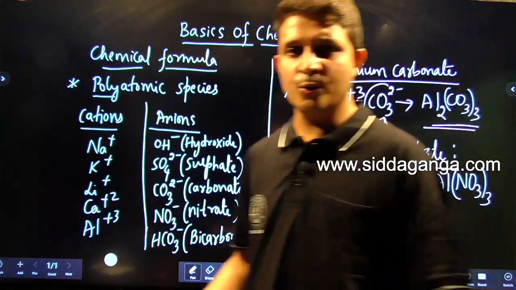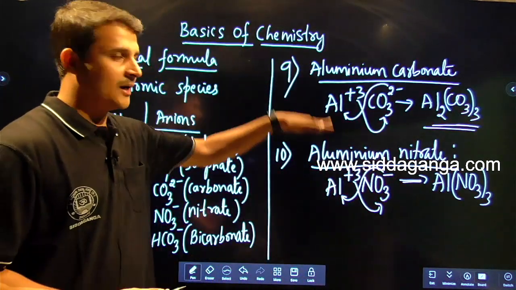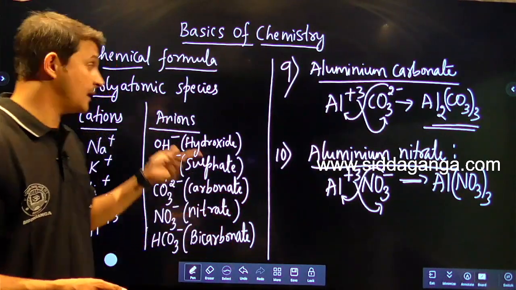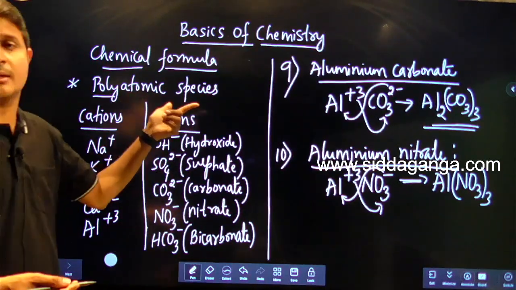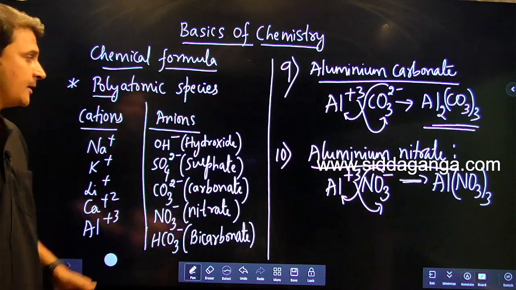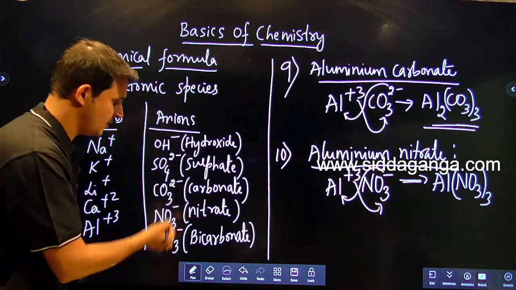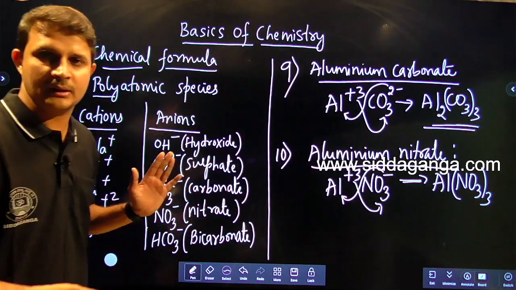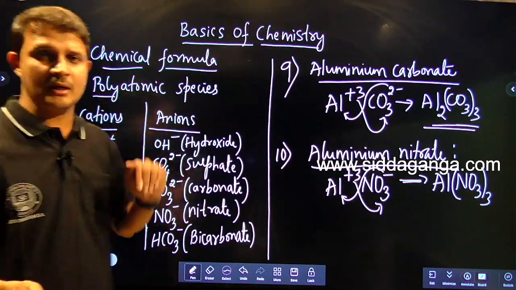So we have taken a few examples of writing the chemical formula of species containing polyatomic ions. In the anions we have taken, more than one atom is involved, which is polyatomic. So that is about chemical formula.